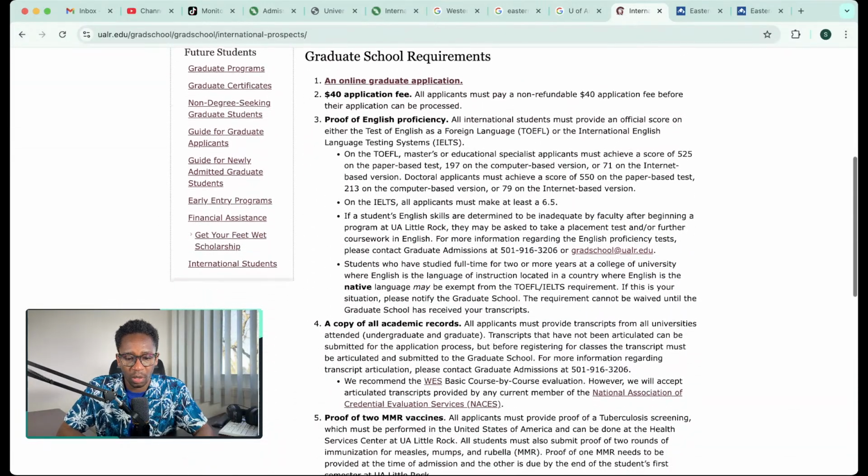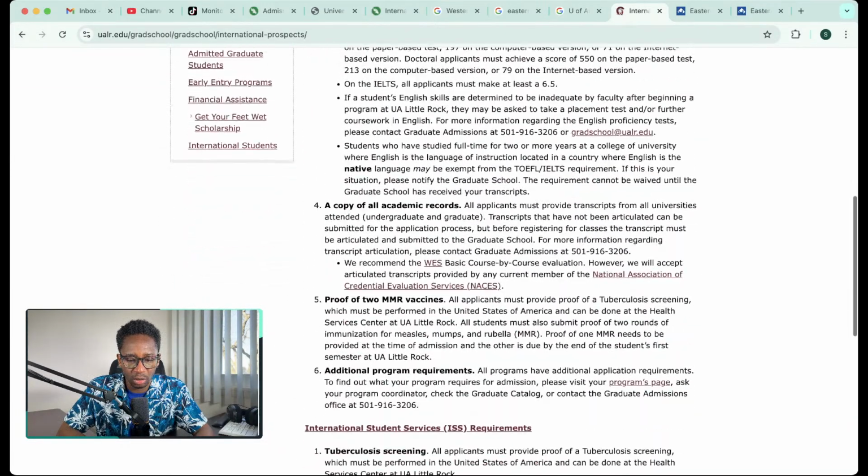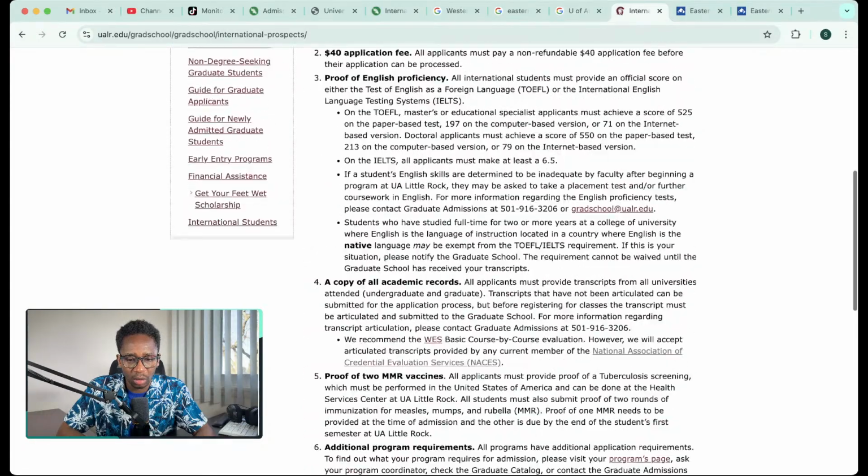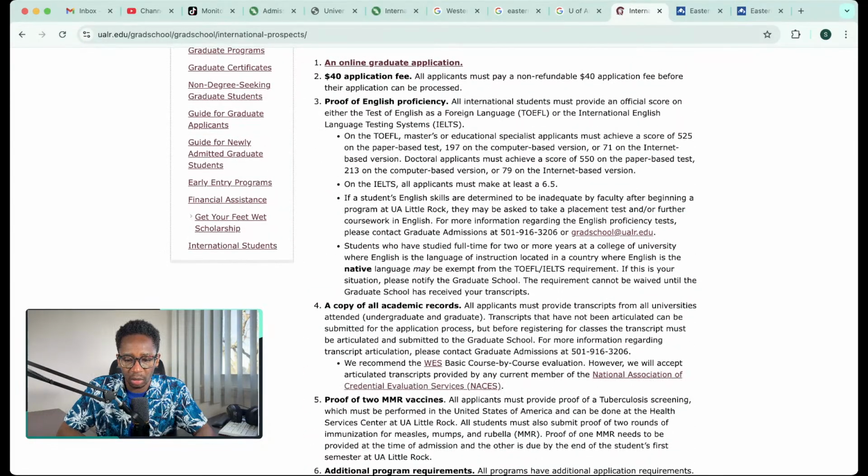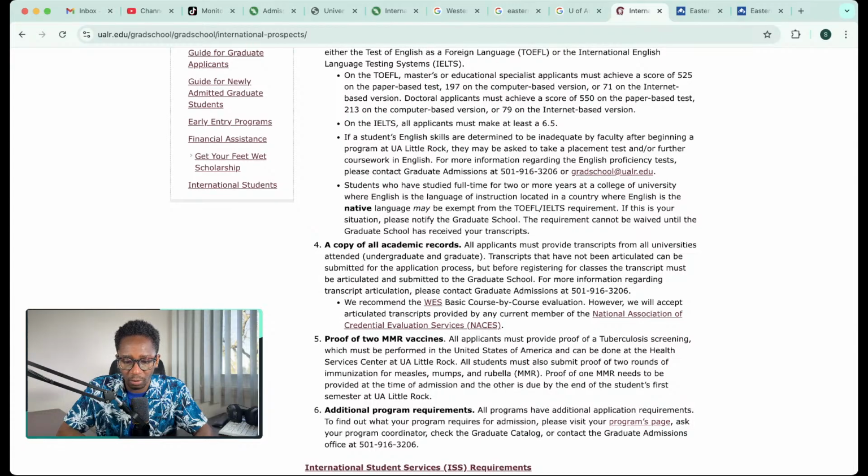Okay, application fee of $40, and academic records. If you have WES, you can also apply it. So if you evaluate your transcript and it goes from, let's say, 2.5 to 3.0, then you can apply here, right? It means you meet the minimum requirements.